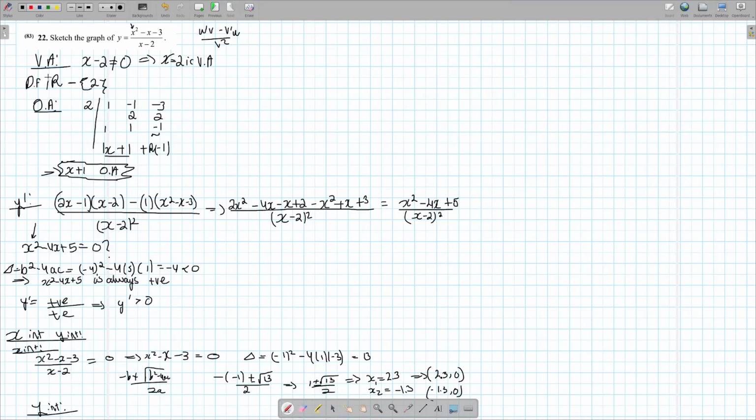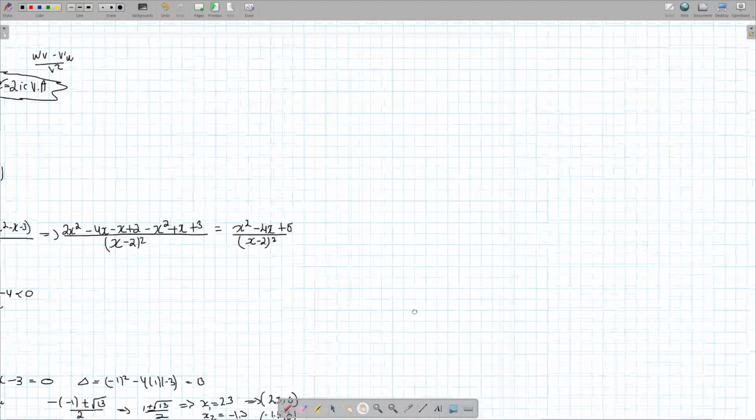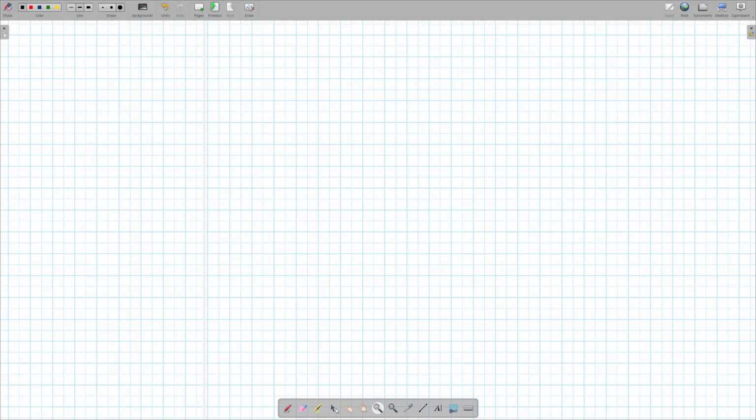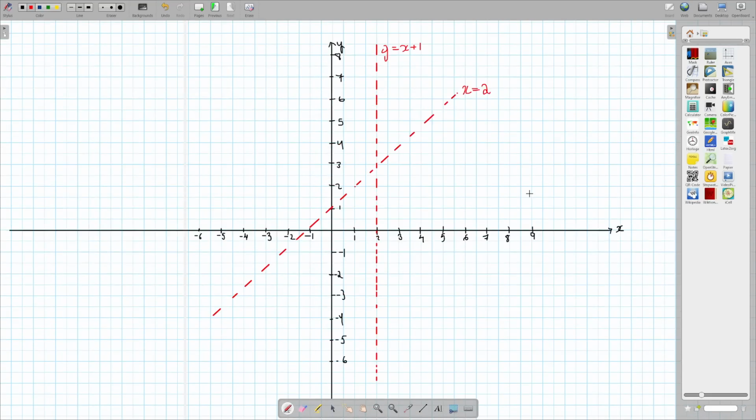I don't see anything else other than the oblique asymptote and vertical asymptote. I guess we can start graphing. Remember, I skipped concavity. Let me cut to where I drew the axis and the asymptote. So I drew the x and y axis. Oh, I swapped these, sorry. This is x equals 2, the vertical asymptote. And this over here is the oblique asymptote, y equals x plus 1.